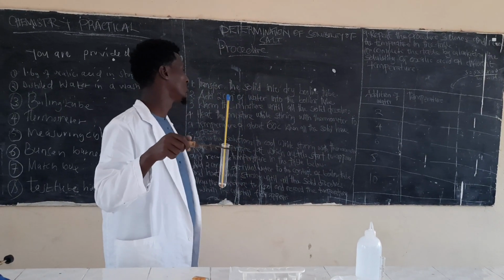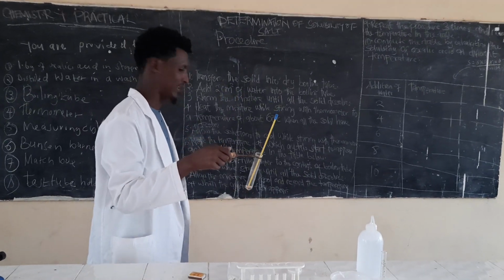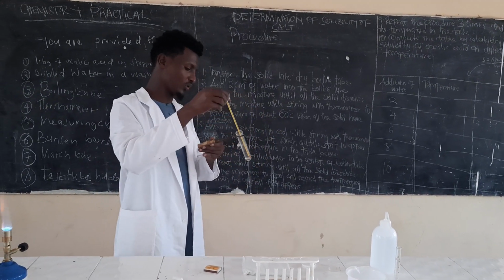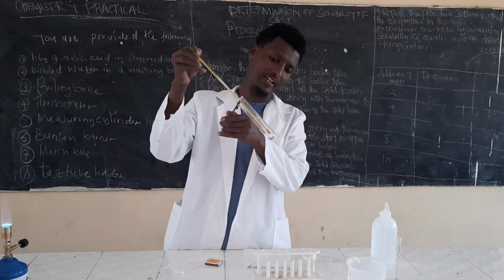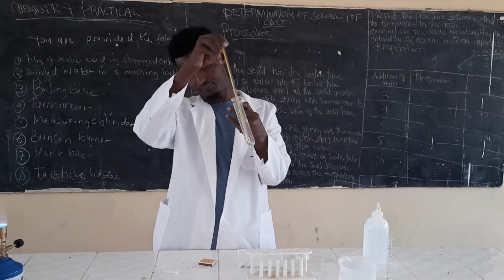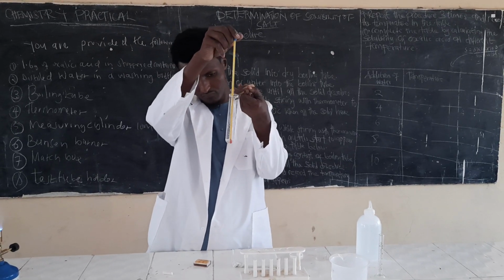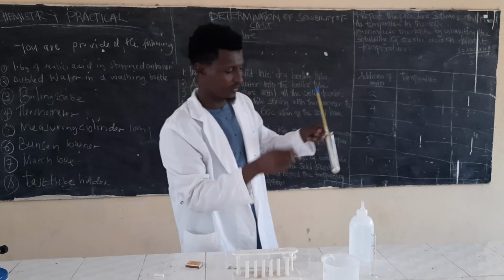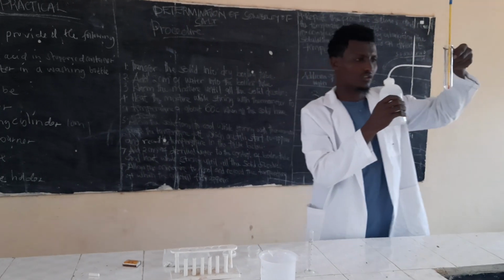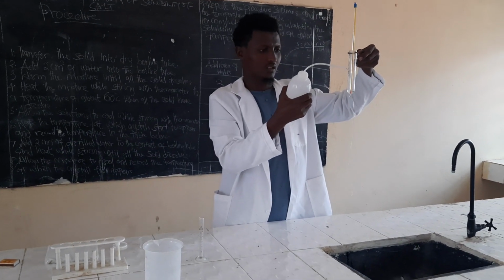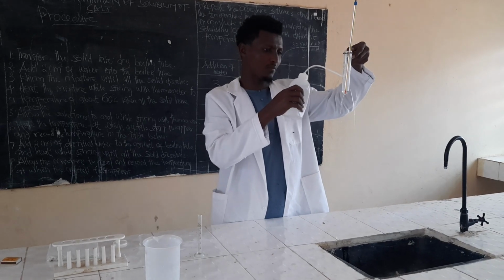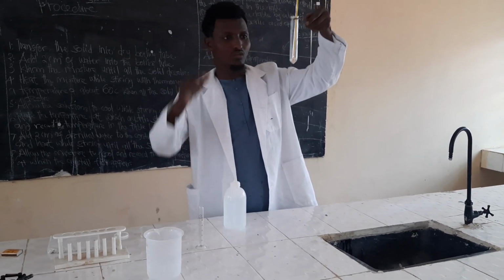Allow the solution to cool while stirring with the thermometer. There are so many ways of allowing it to cool. You can pour water on the surrounding of the boiling tube. So you are allowing it to cool now.